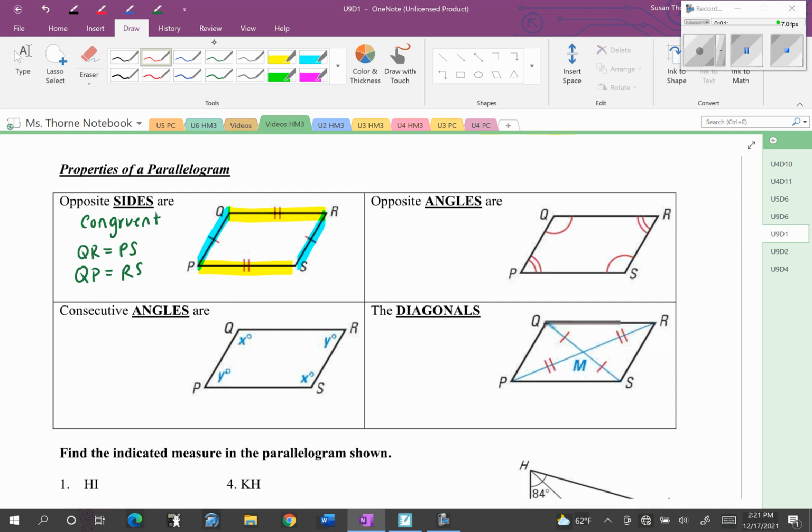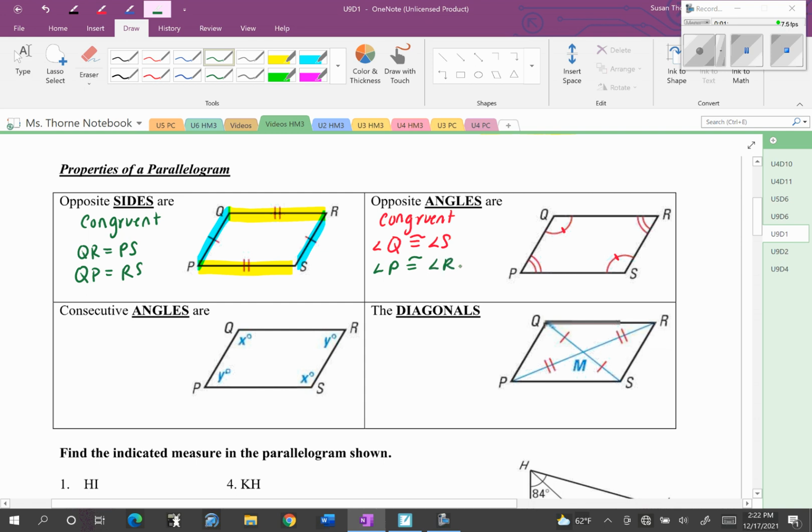Opposite angles are congruent. So angle Q is congruent to angle S. And you can see that's this angle here and this angle right here. And angle P is congruent to angle R.